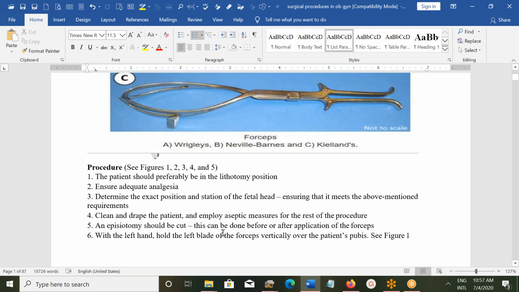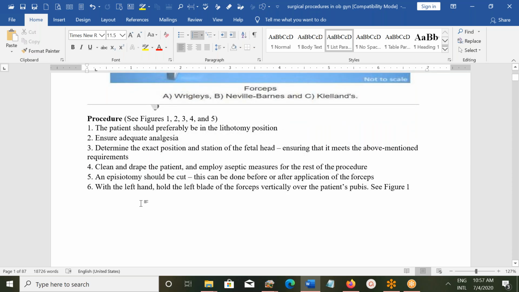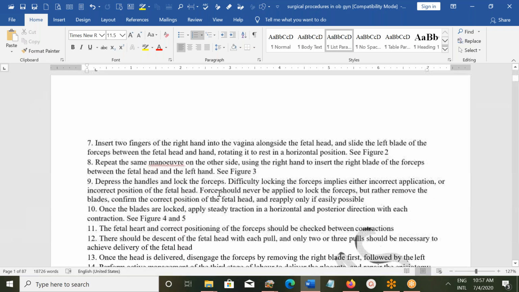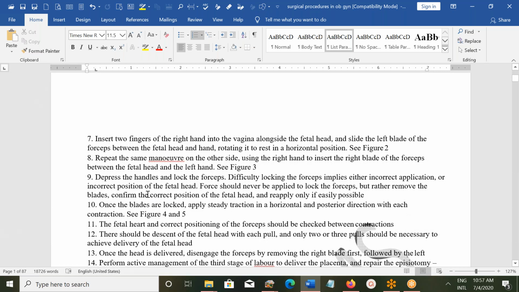With the left hand, hold the blade of the forceps vertically over the patient's pubis. So the first blade you are going to apply with the left hand. If it is your left hand, then what should be the side of the baby? On what side of the maternal pelvis will you insert it? Think about it, okay?